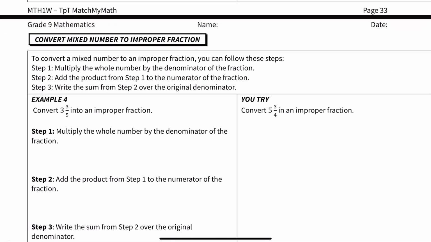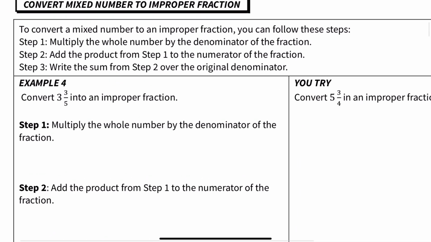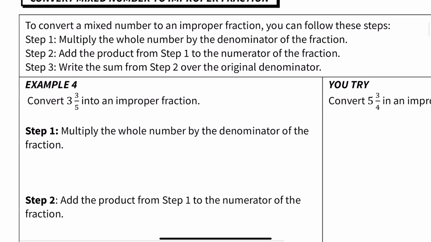Converting a mixed number to an improper fraction. To convert a mixed number to an improper fraction, you can follow these steps. Step 1, multiply the whole number by the denominator of the fraction. So in my example, 3 3/5 is a mixed number.